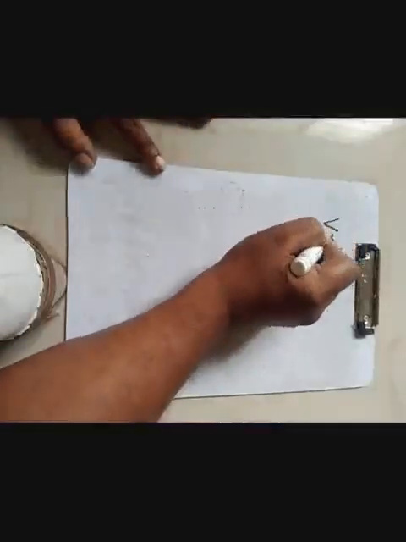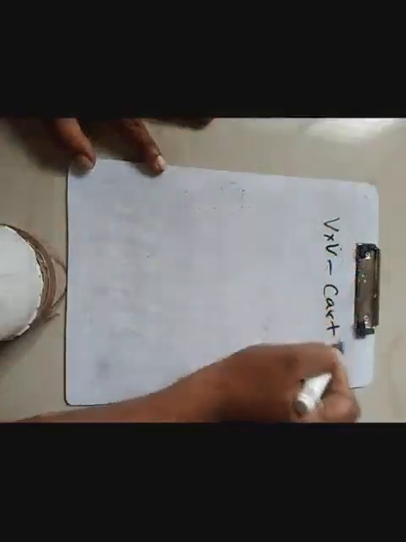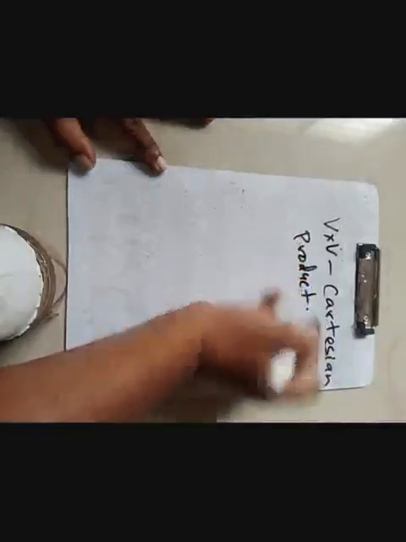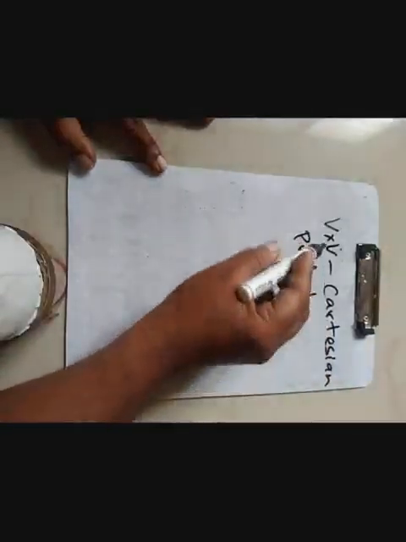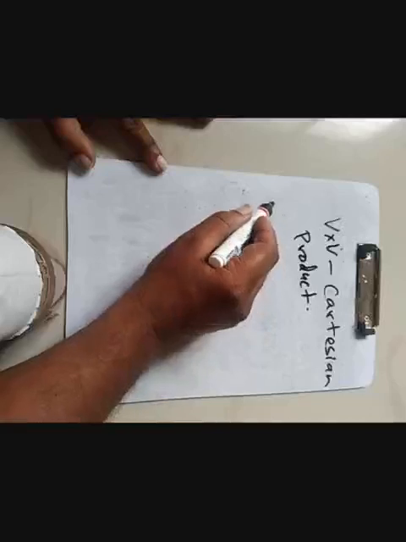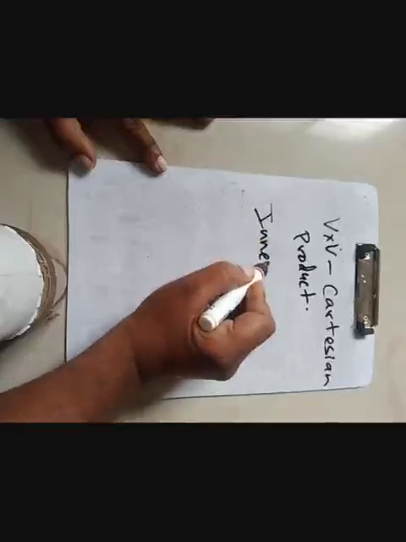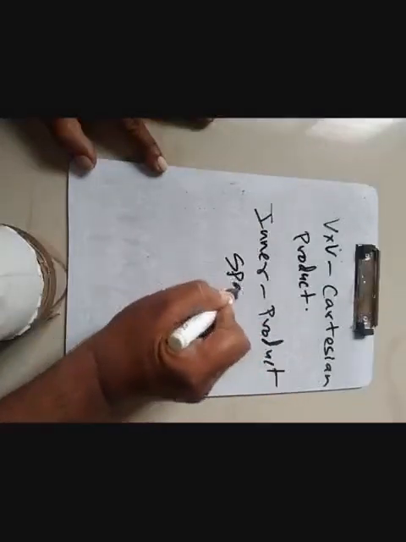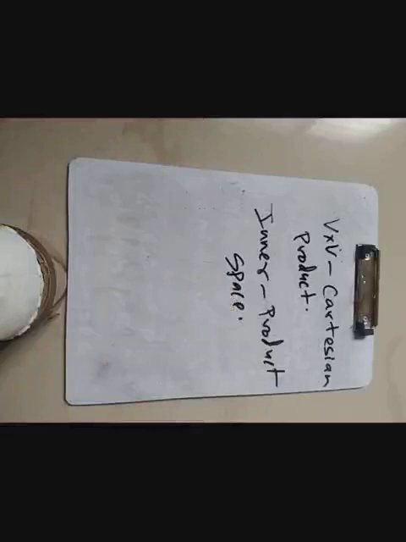So psi is a map on V cross V. The product of V with V is the Cartesian product. And the map is called the inner product, and the space is the inner product space. So on the Cartesian product we have a map, and that map is linear and conjugate symmetric. So what do we mean by that?